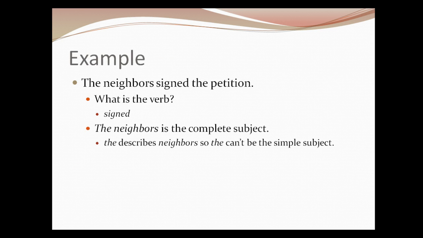First example, the neighbors signed the petition. So what's the verb? The verb is signed. To ask that question, we need to find the question of who signed. The neighbors, we said last lesson, is a complete subject. But what word is more important? Which one answers the question?